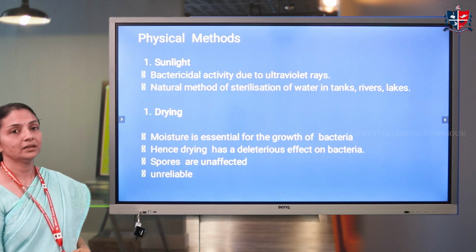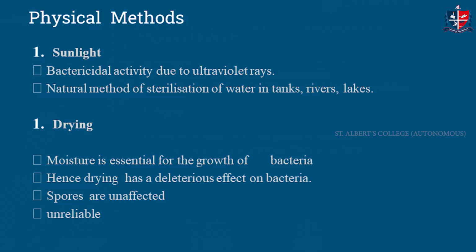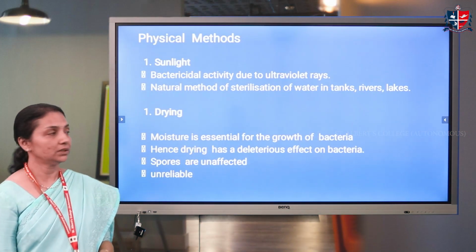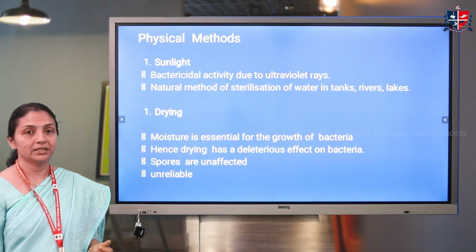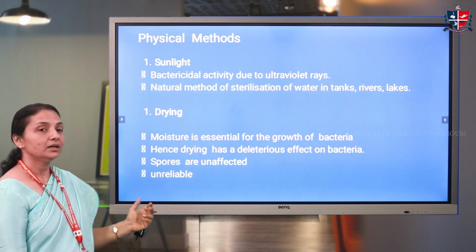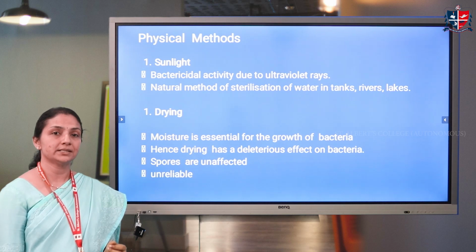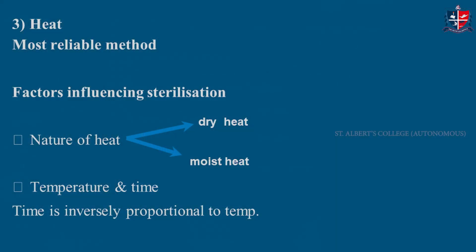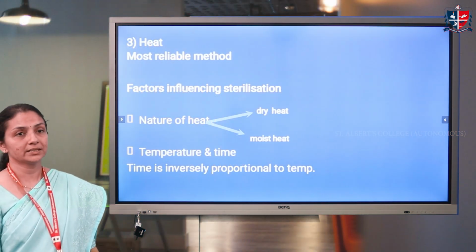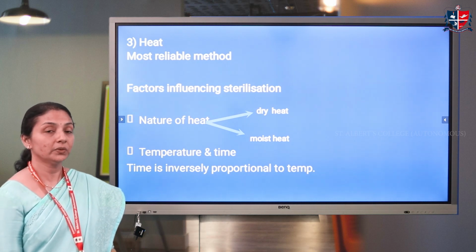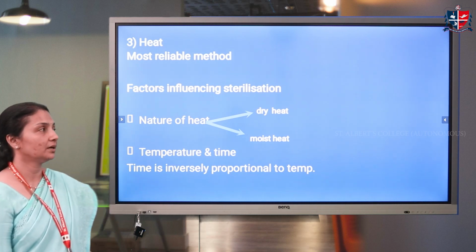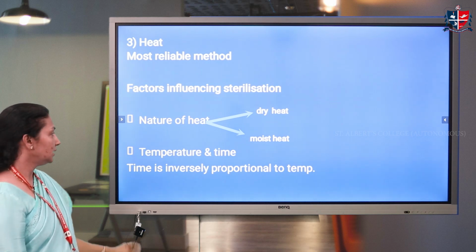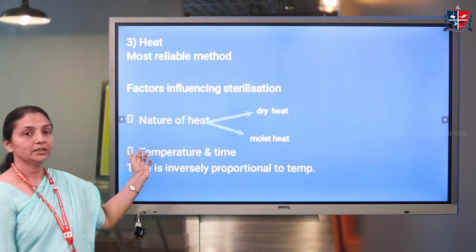Next one is drying. As we all know, moisture is essential for the growth of bacteria. Three-fourths of the bacterial cell is constituted by water, and hence drying has a deleterious effect on bacteria. But the spores are unaffected, so it is an unreliable method for sterilization. Coming to the third one, the most reliable method, that is heat. Actually, there are 2 factors influencing sterilization with heat. One is the nature of heat, that is dry heat and moist heat.